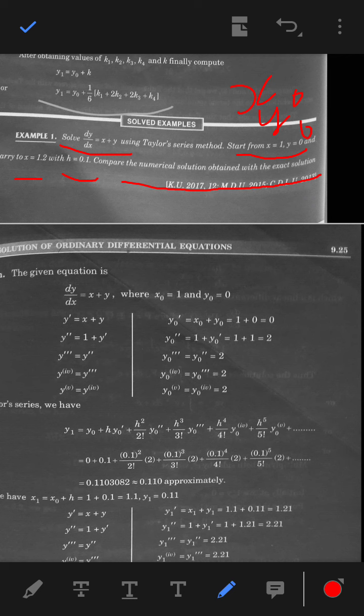So our given equation is dy by dx is equal to x plus y, and here x naught equal to 1, y naught equal to 0.